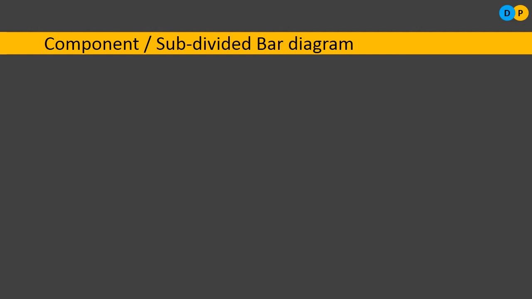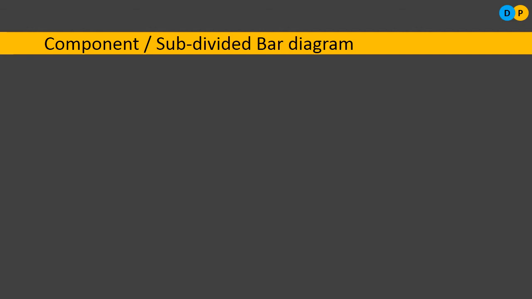So we will be erecting a rectangular bar. What will be the height of the rectangular bar? The height will be equal to the total magnitude of the variables. What are the different variables? Rent, food, clothing, fuel. All these things are different variables. Put together, they become the total magnitude.